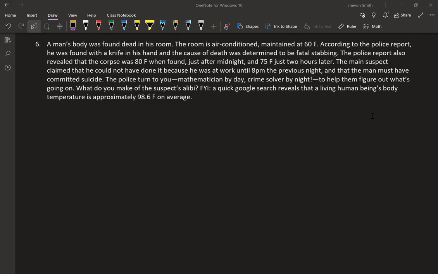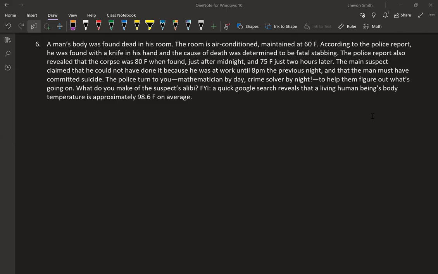And then you also know that the body was found in a room that is 60 degrees Fahrenheit. So now you know the temperature of the environment, and you know a couple of values for the temperature of the object, in this case the body of the person, at two points in time. So now we're going to try to figure this out. It turns out a problem like this, you can solve based on Newton's cooling law. Remember, Isaac Newton discovered how objects change their temperature.